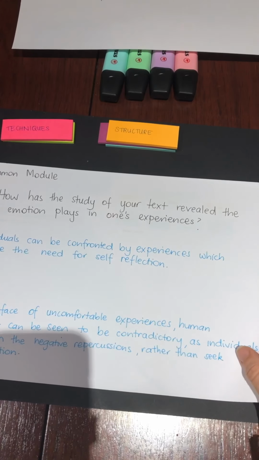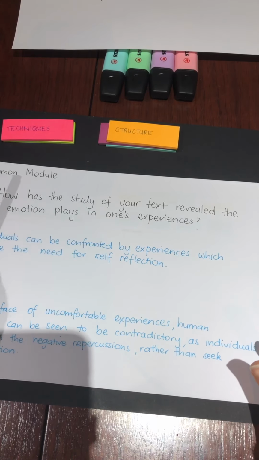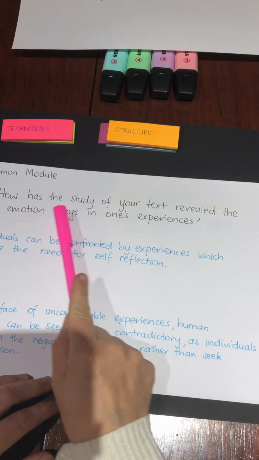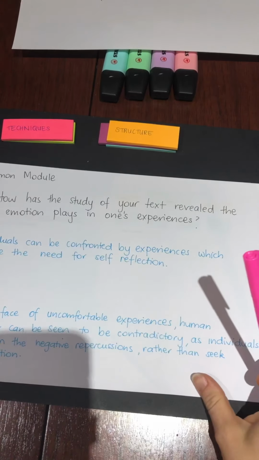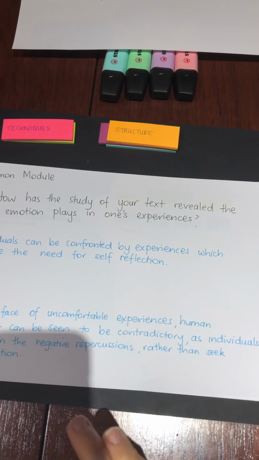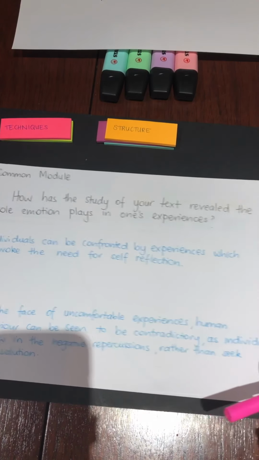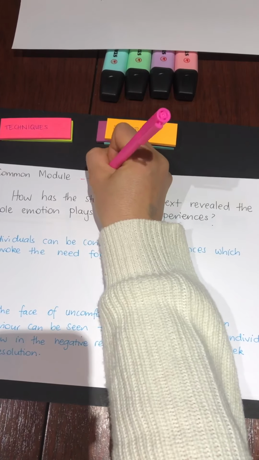The next thing is that you need to consider your argument, but you do that later. And then we do what we call a close association brainstorming, meaning that I'm going to brainstorm the ideas that can possibly come from the questions I have been given, but I'm only going to do it within the parameters of my study. So let's look at a practice question to work on this one. So let's say, for example, you're doing your common module. And the question is, how has the study of your text revealed the role emotion plays in one's experiences? Now, I know that my common module is asking me about texts and human experiences.